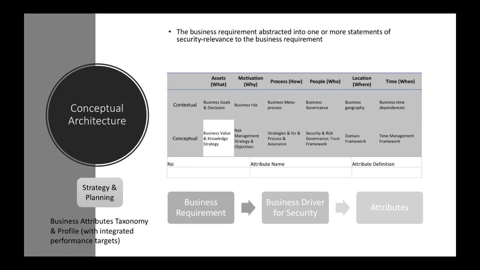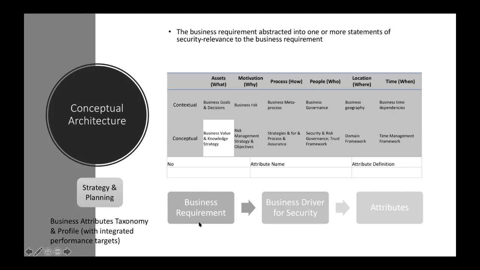So great. Basically what we have completed now is the contextual. Sorry, the contextual is the business layer. We understood the business. Now what we need to do is start to think as an architect to transform those business requirements into more technical solutions. So now we need to create something called business value and knowledge strategy.